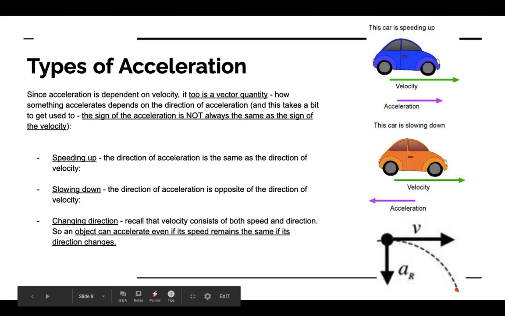This is actually what we call circular motion, and it's going to be the main topic of study for Unit 8. And these are the basics of motion that we need for position, velocity, and acceleration.